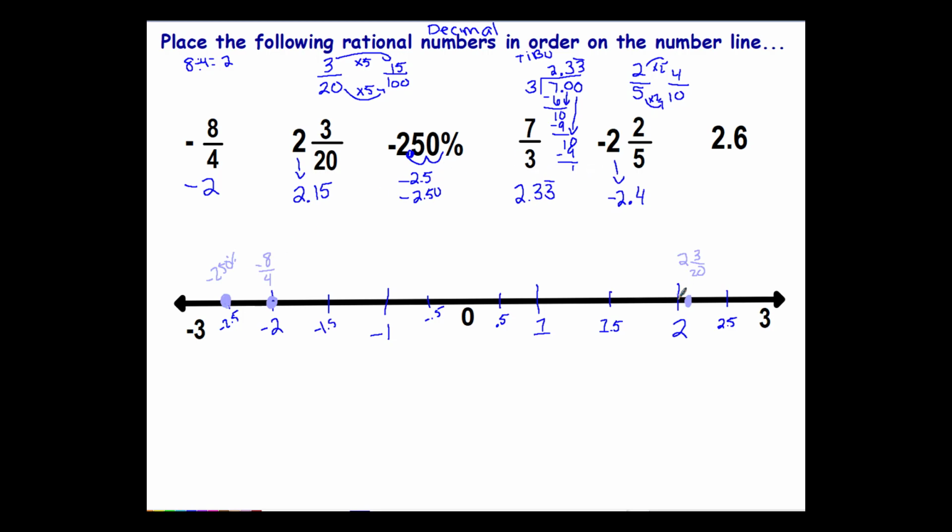2.33. Well, this is 2.15. So positive 2.33, I'm going to say it's somewhere right here. And again, I know it's not perfect, obviously, because we didn't measure it or split them evenly, but you get the idea. You place it where it would best fit.